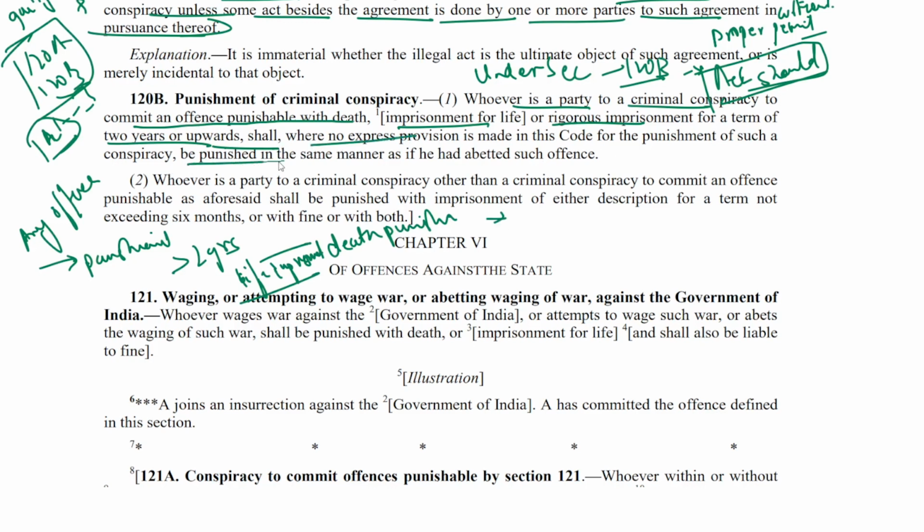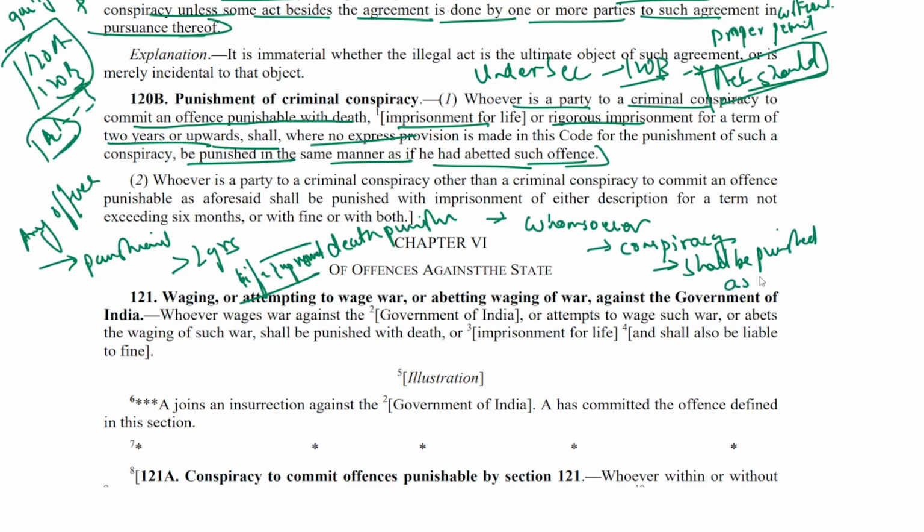Be punished in the same manner as if they had abetted such offense. So whenever there is a conspiracy, then whomsoever is involved in that conspiracy shall be punished as if they have abetted the offense. Abetment we have just studied.